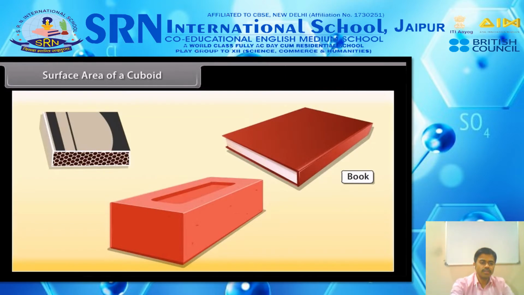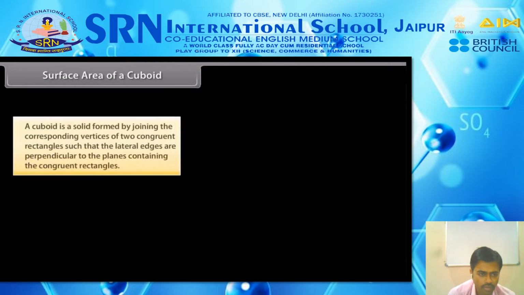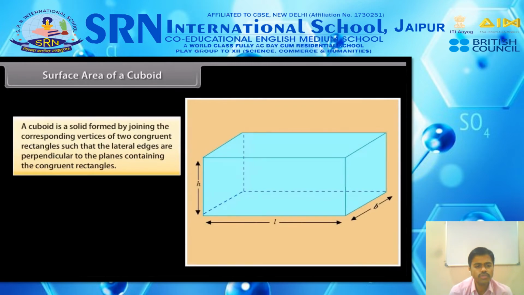Now let's start with the surface area of a cuboid. The structure of a cuboid can be explained with the help of objects like a matchbox, a book, etc. A cuboid is a solid formed by joining the corresponding vertices of two congruent rectangles such that the lateral edges are perpendicular to the planes containing the congruent rectangles.